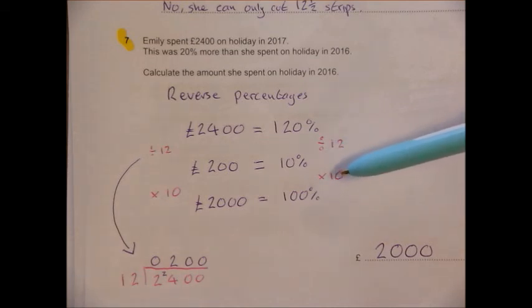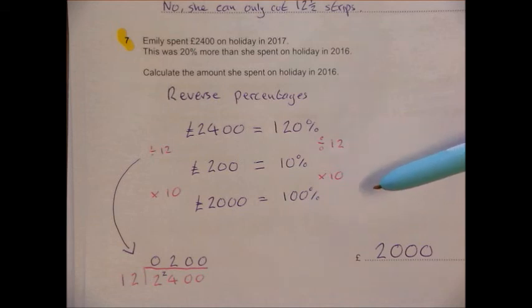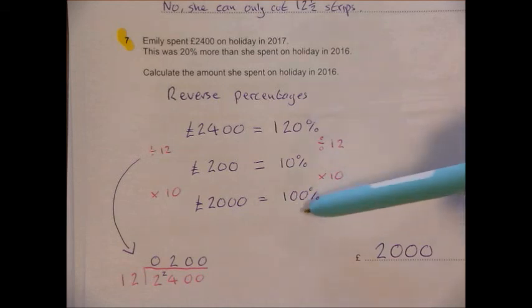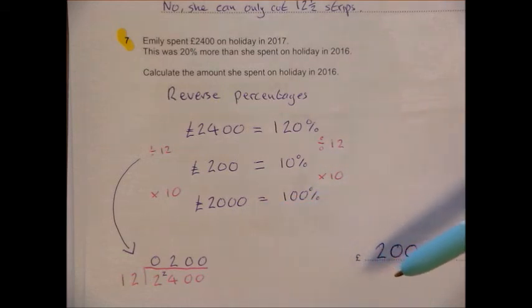It's a non-calculator paper, so I'm trying to keep it fairly straightforward. So that tells you 100% of the cost of the holiday was £2,000. That's the answer, 3 marks.